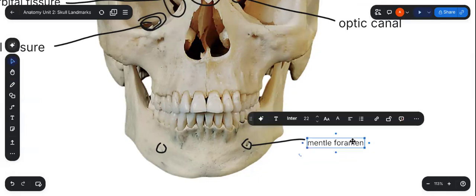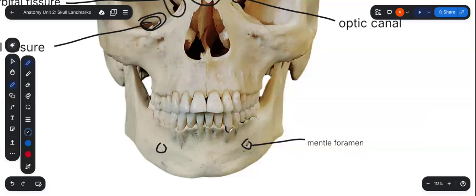Next, you have the alveolar processes. This is basically your gum line, so where your teeth are going to be embedded into the bone. Alveolar processes.